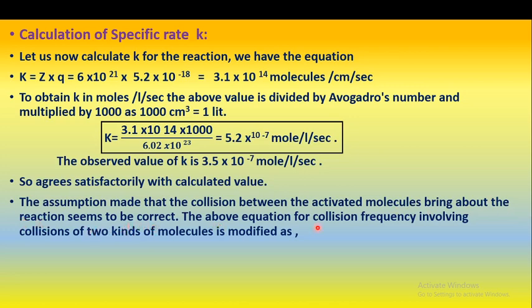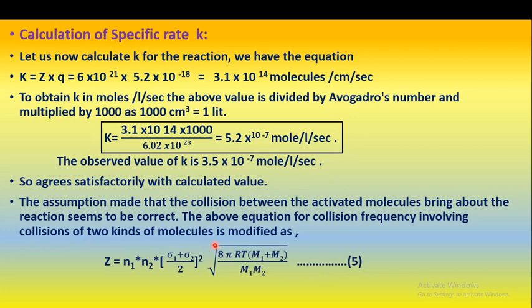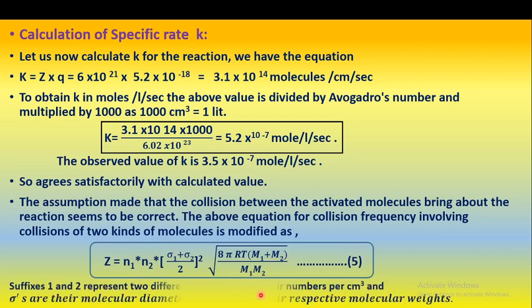The above equation for the collision frequency involving two kinds of molecules is modified as Z is equal to N1 star into N2 star, bracket sigma 1 plus sigma 2 upon 2 bracket square, into under root of 8 pi RT into bracket M1 plus M2 divided by M1 M2. This is called equation 5.